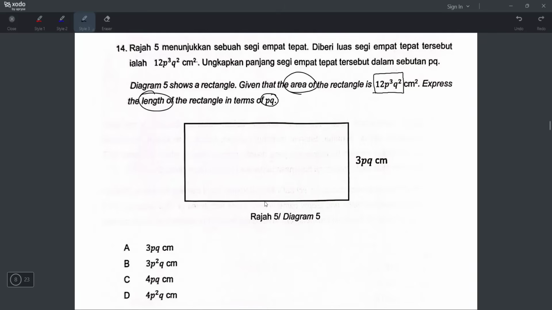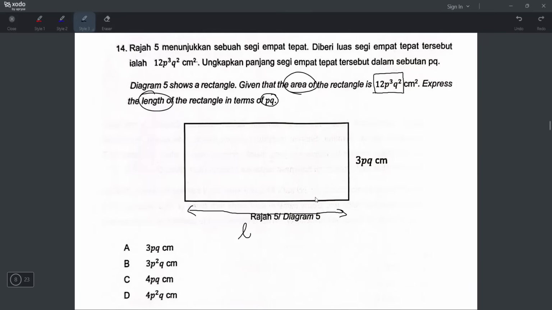So the length is referring to the panjang of the rectangle. So which is this right here. This is the panjang, from here to here. Okay, how do you find the length here? So I'll just call it L for now.